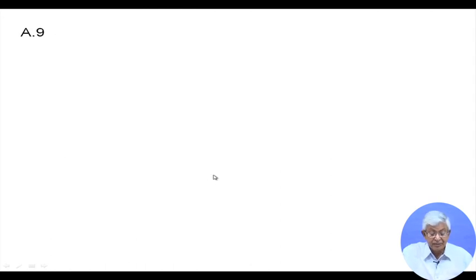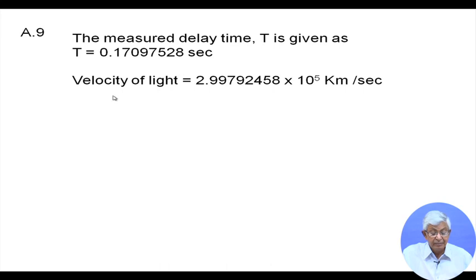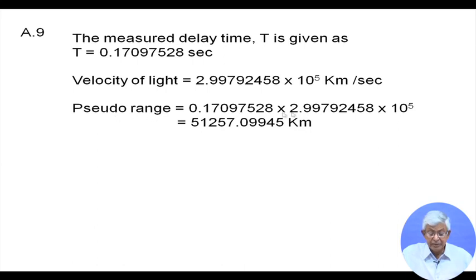Though numbers are large, it may become easier. The measured time delay is given, t is equal to 0.17097528 second, velocity of light is given 2.99 etc. So, pseudo range is the multiplication of these two, which comes out to be 51,257.09945 kilometer.